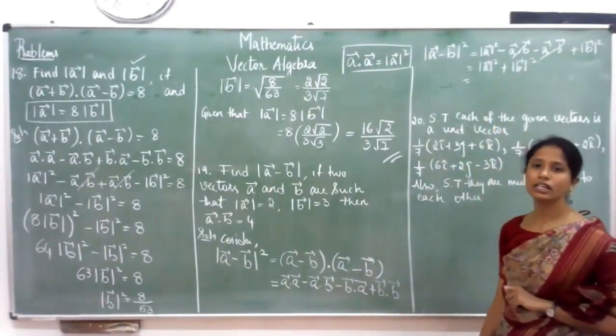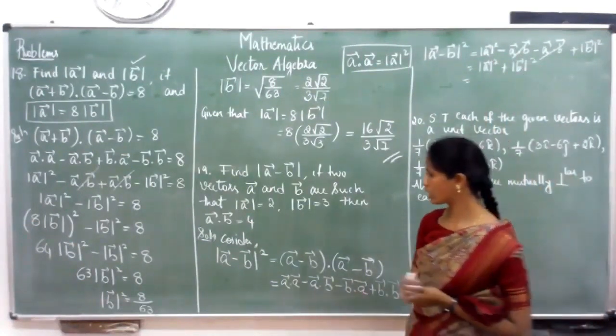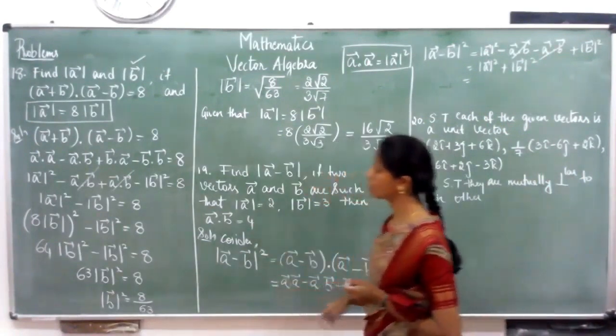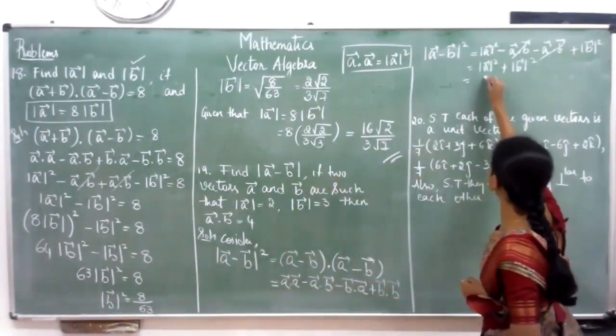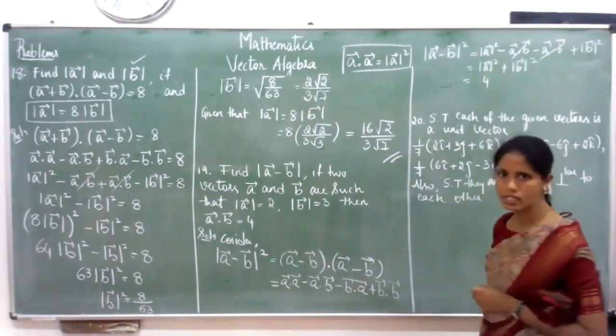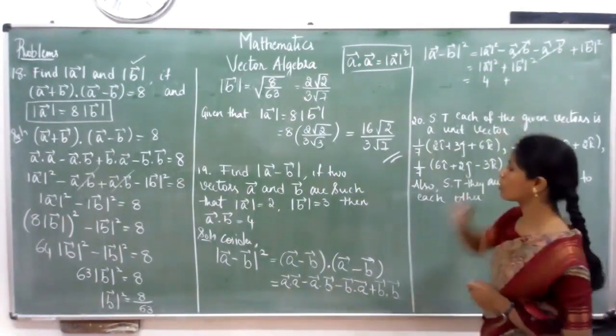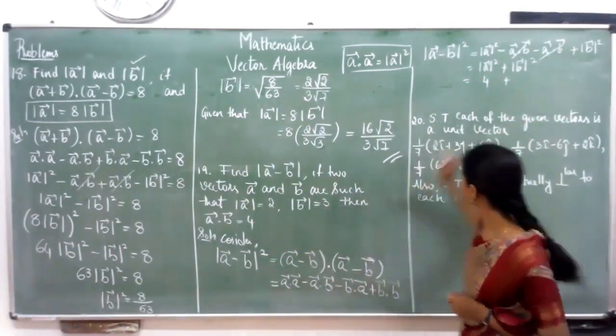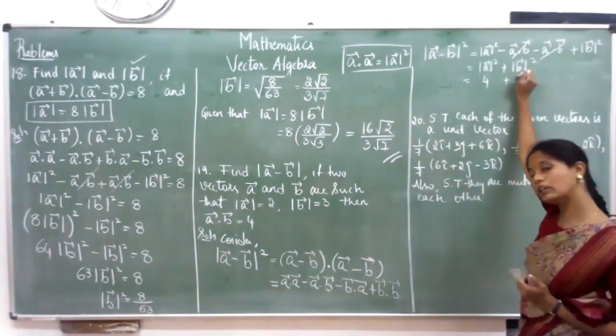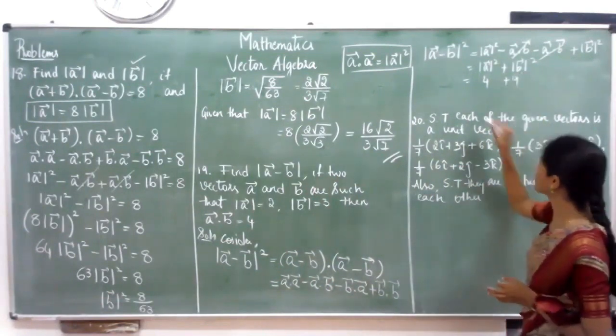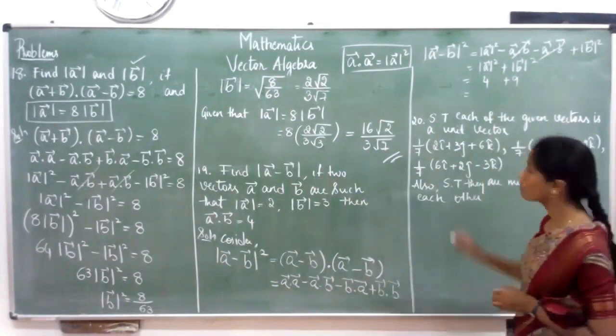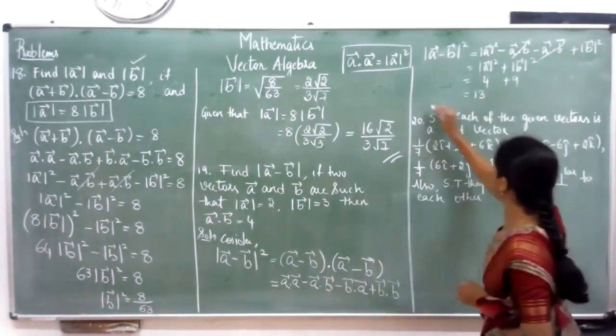They have also given the values. The magnitude of vector A is 2, therefore this becomes 2 square, which is 4. Plus the magnitude of vector B, which they have given as 3, and here we have the magnitude of vector B the whole square, therefore 3 square, which is 9. So 9 plus 4 is 13.